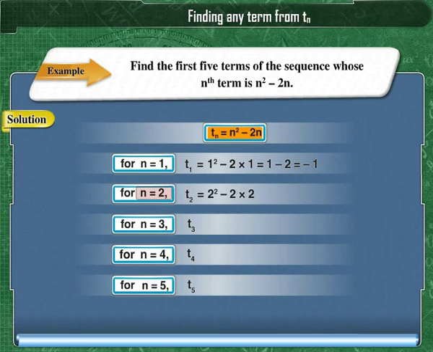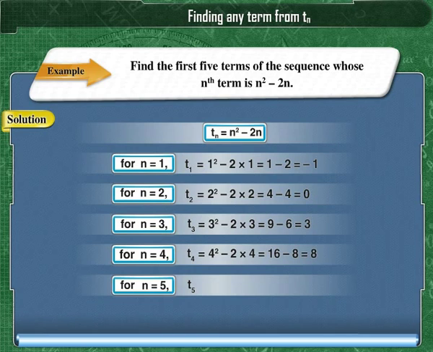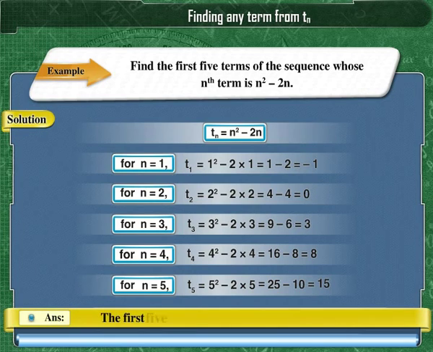T2 is equal to 2 square minus 2 into 2, which is 4 minus 4, which is 0. T3 is 3 square minus 2 into 3, which is 9 minus 6, which is 3. T4 is 4 square minus 2 into 4, which is 16 minus 8, which is 8. T5 is 5 square minus 2 into 5, which is 25 minus 10, which is 15. Thus, the first 5 terms of the sequence are minus 1, 0, 3, 8 and 15.